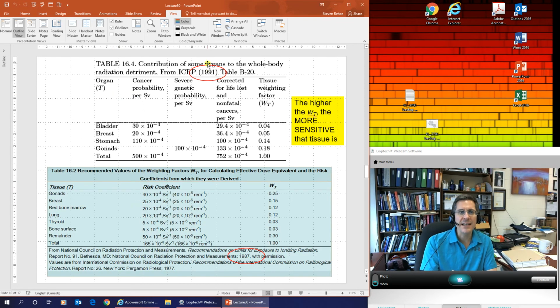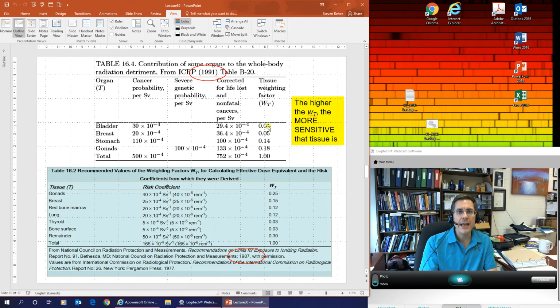This was from 1991. This is the table from Hobby. I have another table from 1987 from a different book showing that they've changed a lot, but it's got a few more organs in here. So bladder, breast, stomach, gonads, red bone marrow, lung, thyroid, bone surfaces, and everything else in your body.